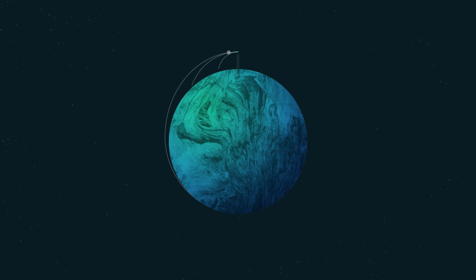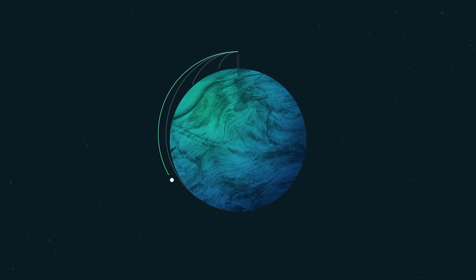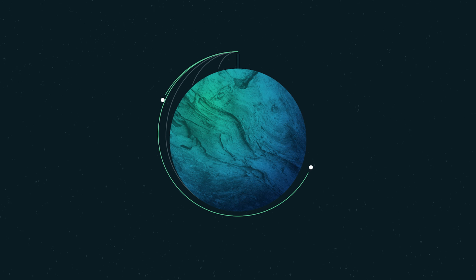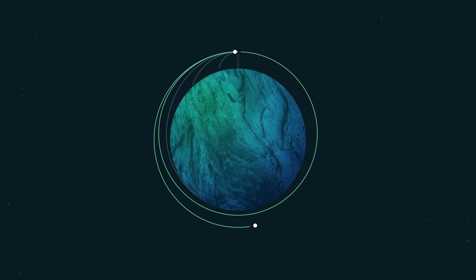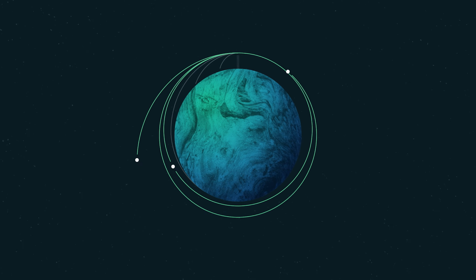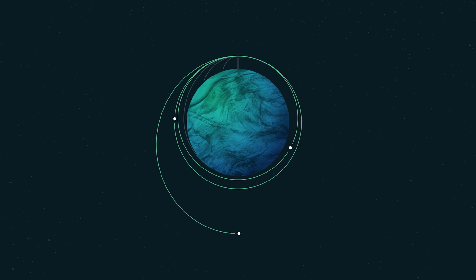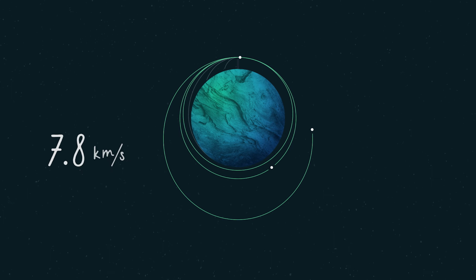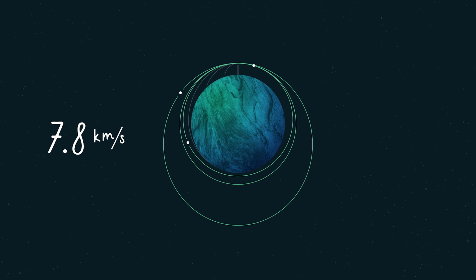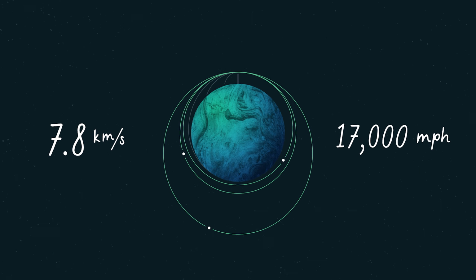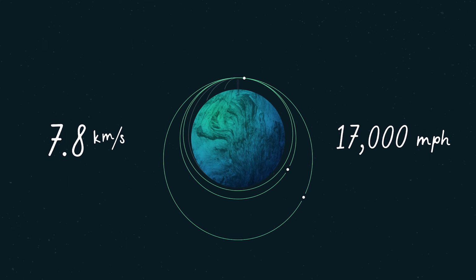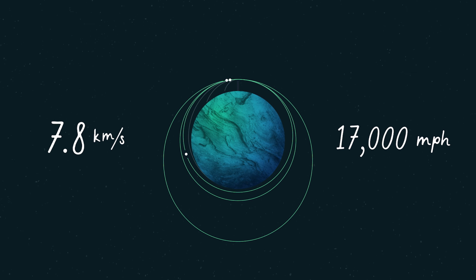Newton realized that if the speed was great enough, eventually the ball would fall around the Earth instead of into it, with gravity pulling its trajectory the entire time. For a stable low Earth orbit, that speed is about 7.8 kilometers per second, or 17,000 miles per hour. Any slower, and eventually the ball would re-enter the atmosphere.